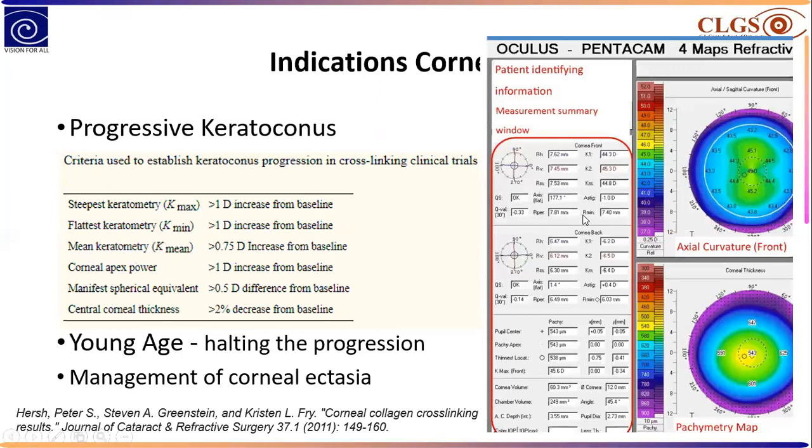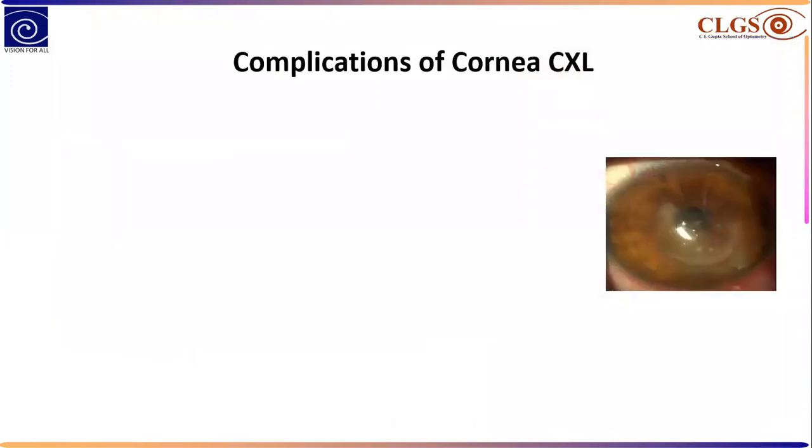If either the flat K or the steep K progresses more than 1 diopter, it means it's progressing. Mean keratometry is 0.75. So here, this is the mean one. Corneal apex power, manifest spherical refraction, corneal central thickness greater than 2% decrease from the baseline. So this is the criteria that has been used to decide whether the keratoconus is progressing or not.